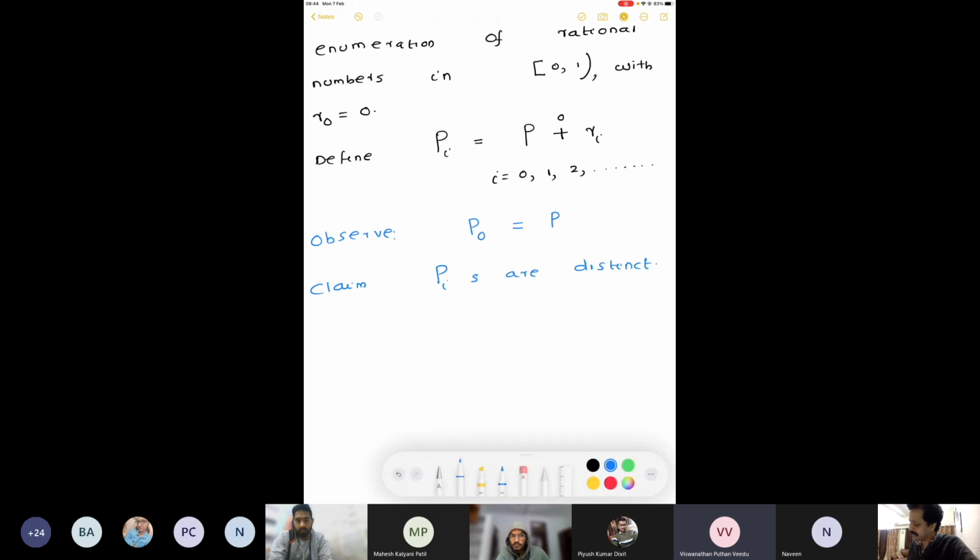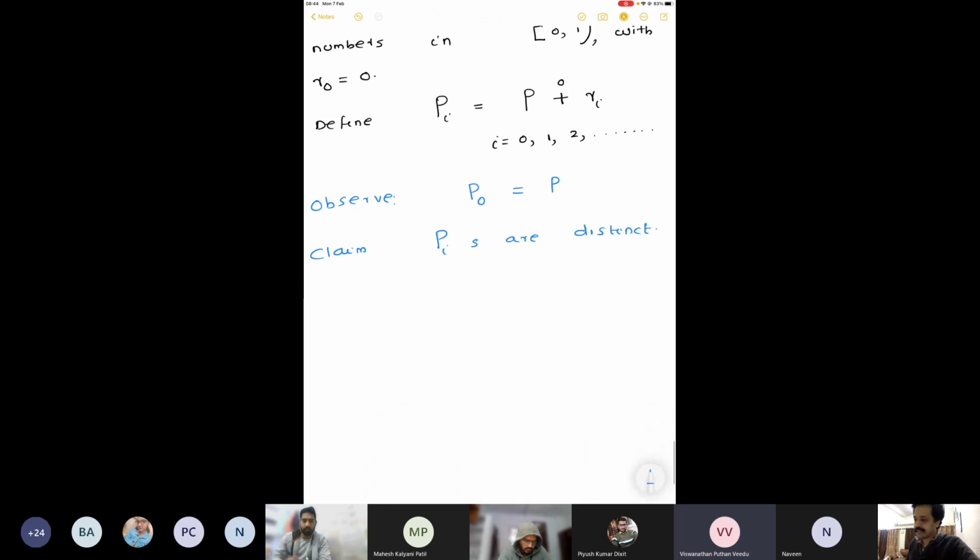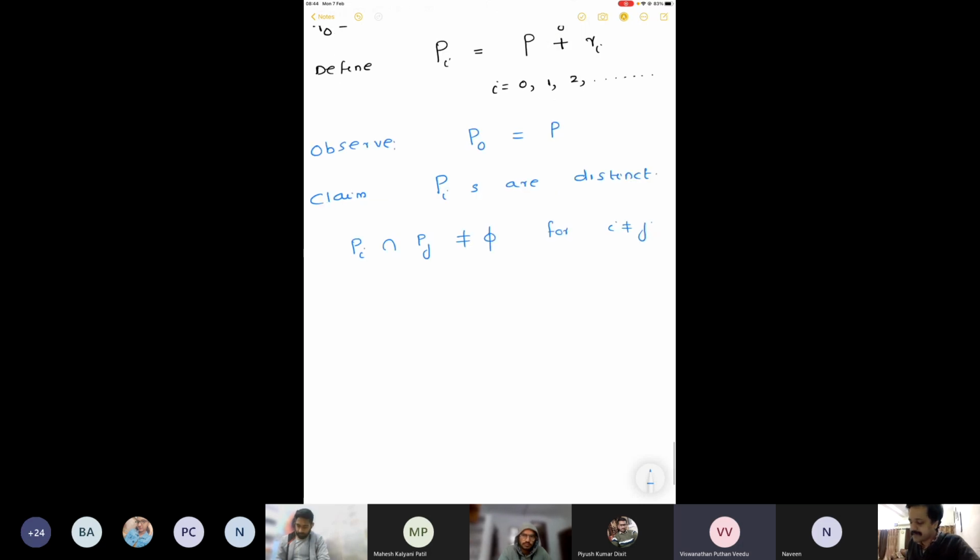How do we establish this claim? It's easy, but let me do it for completion. We will assume that Pi intersection Pj is not equal to the null set for i not equal to j, and let us try to get a contradiction. But keep in mind how we defined P. P is obtained by taking exactly one element from each equivalence class. That you should keep in mind.